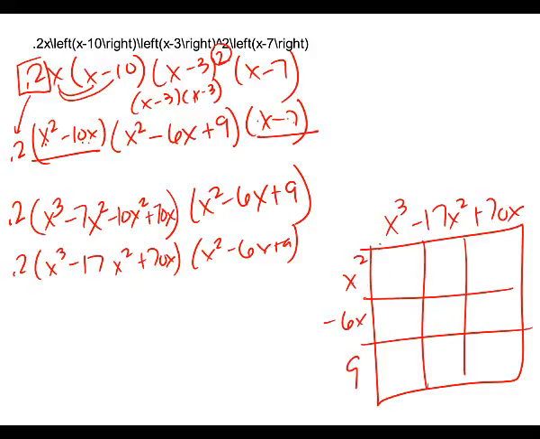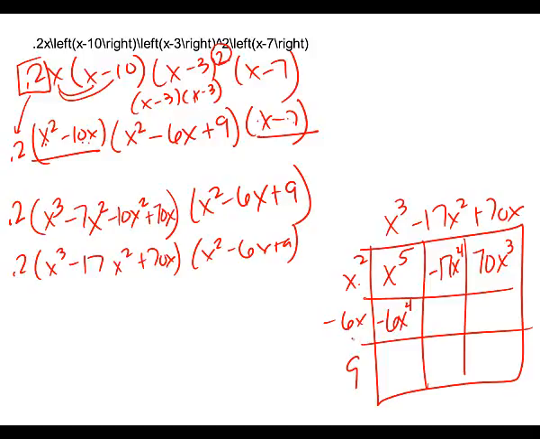All right, so what's x squared times x cubed? X to the 5th power. Good. X squared times negative 17x squared. Negative 17x to the 4th power. Good. X squared times 70x. 70x cubed. Negative 6x times x cubed. Negative 6x to the 4th. Good. All right, here's where our calculators might come in handy.